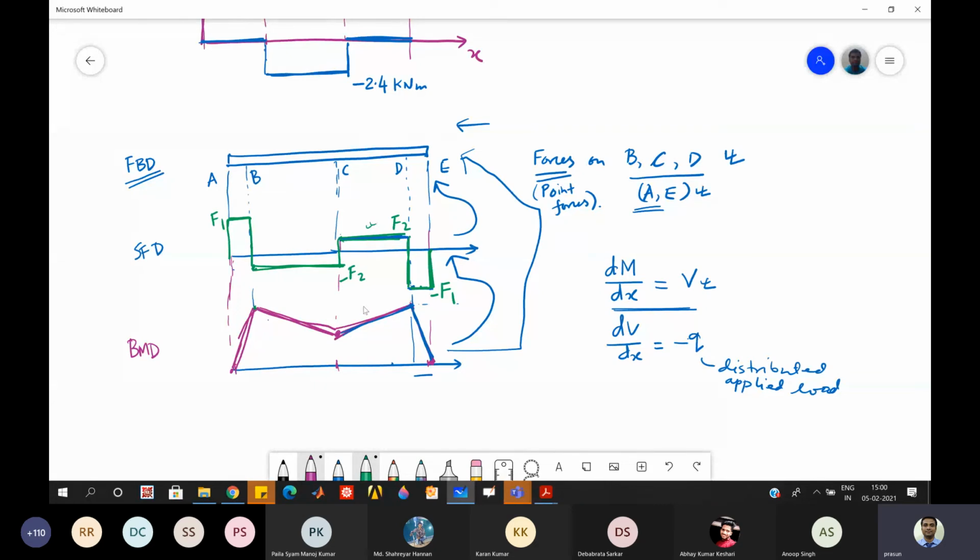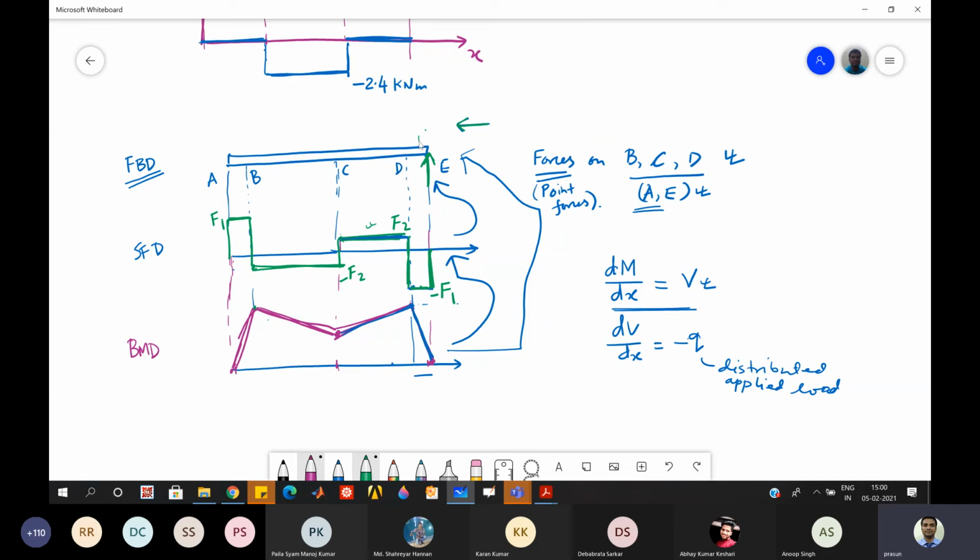So now can you tell me what will be the force? I'll prefer to start from this side. Okay. So if I start from this side, reaction at E will be F1. So at E, what will be the force? F1. Upward direction, sir. F1 upward or downward direction? Upward. Yes, upward. So that's why you can see F1 will be upward.